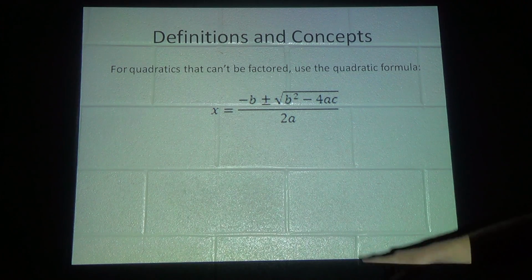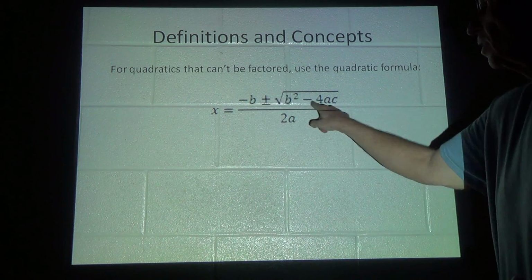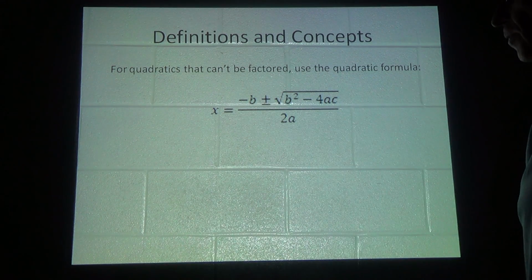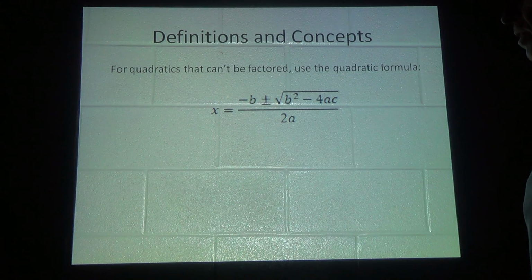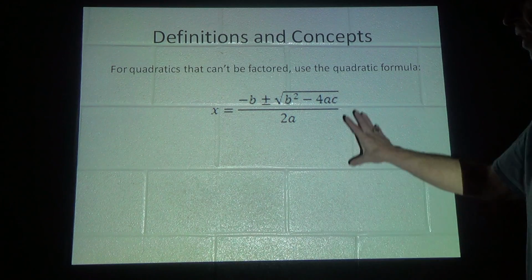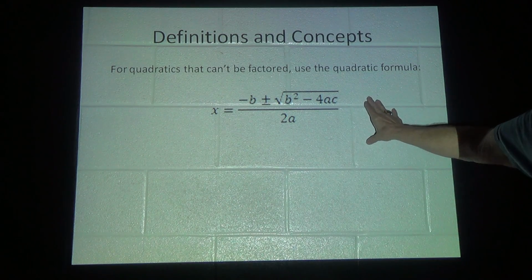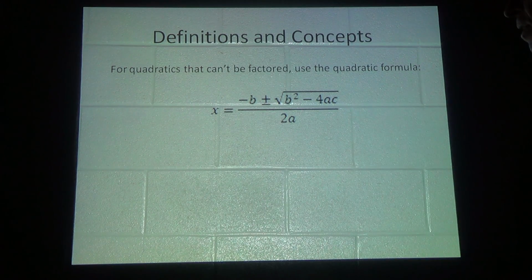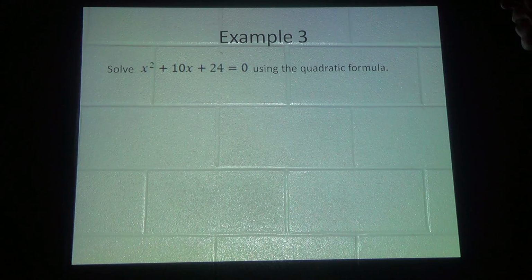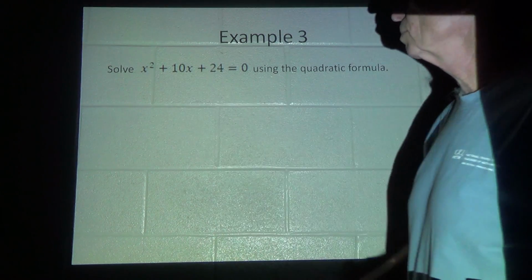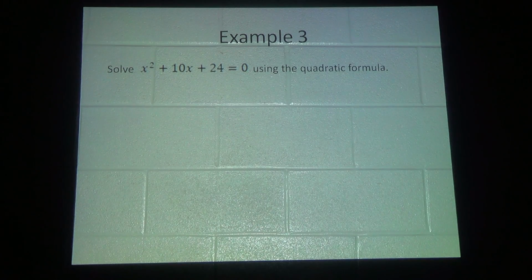These refer to the coefficients in the standard form of the quadratic that we talked about a little bit earlier. So if you want to use this, the advantage to this thing is it works every time. So let's take a look here. They want us to solve x squared plus 10x plus 24 equals 0. And they want us to specifically use the quadratic formula.